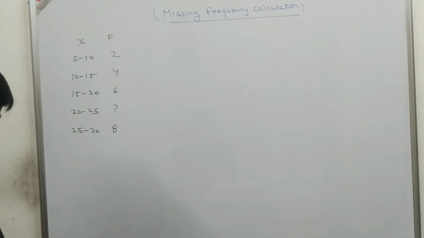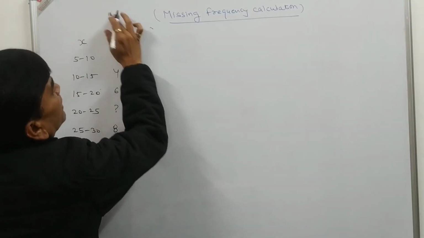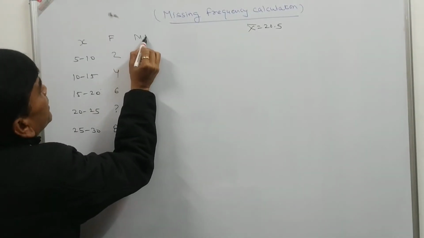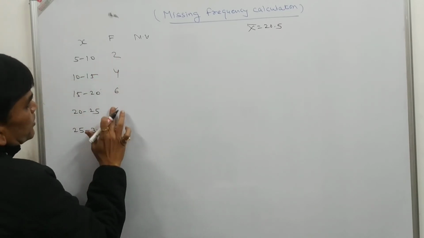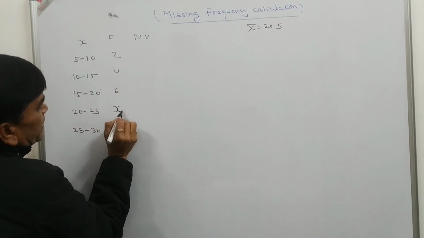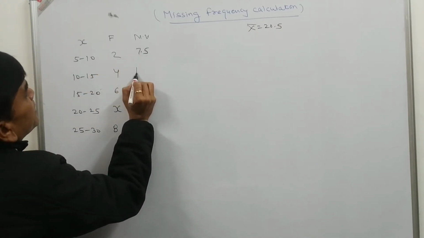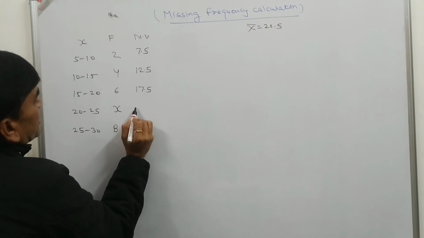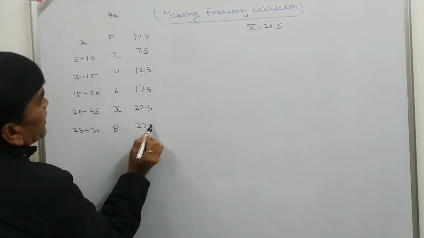The missing frequency is over there. The value of x bar is given as 20.5. So first we have to calculate the mid values, that is 10 plus 5 divided by 2. Suppose the missing frequency is x. So the mid values are 7.5, 12.5, 17.5, 22.5 and 27.5.